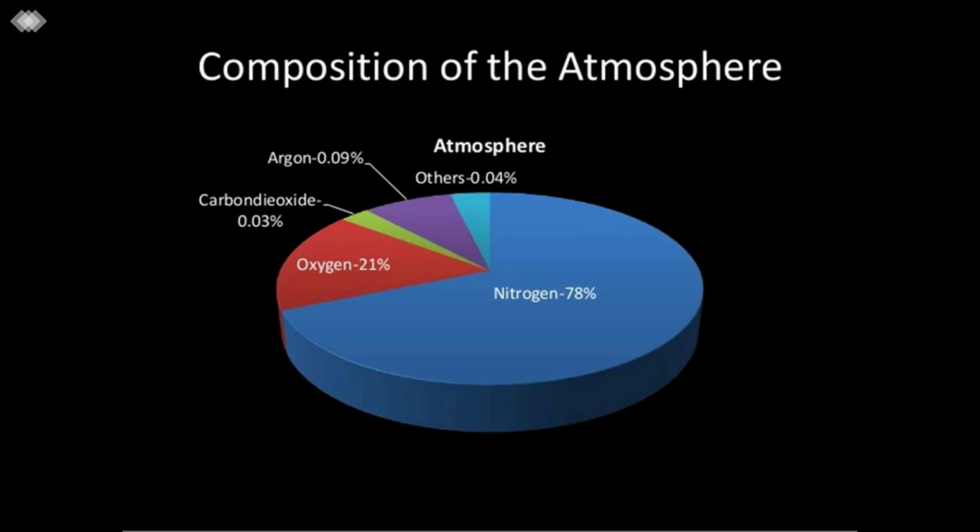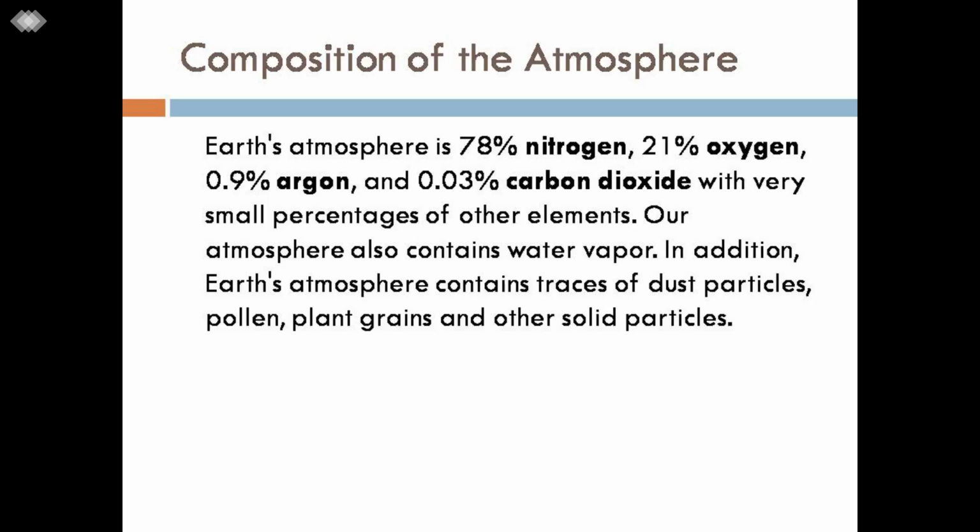As this diagram shows, nitrogen makes up about 78% and oxygen about 21% of the total volume of the atmosphere. Carbon dioxide makes up about 0.03% and the remaining 0.97% includes other constituents such as argon, ozone, and water vapor. Some dust particles are also present in the atmosphere.